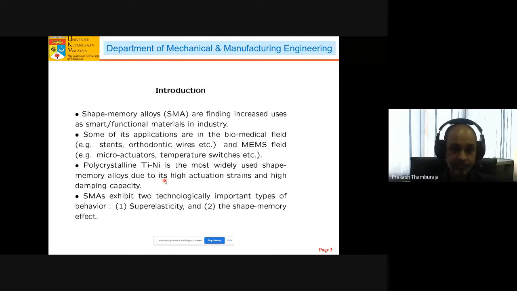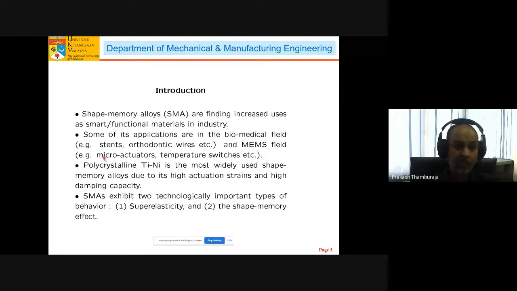So SMAs are still finding increased use as smart and functional materials and devices in industry. As I was mentioning previously, a lot of the recent applications are in the optoelectronics industry, particularly as photodiodes, and they are also finding a lot of use in the civil structure industry, where they are used as dampers and as retrofitting devices, because they have a very good damping capacity.